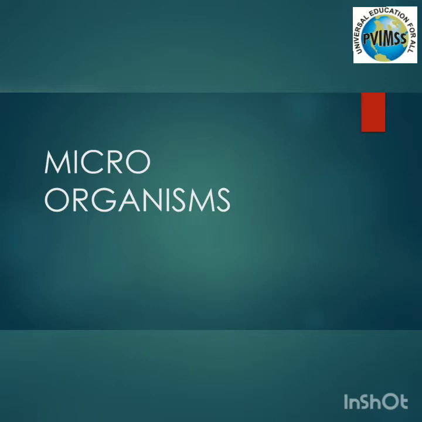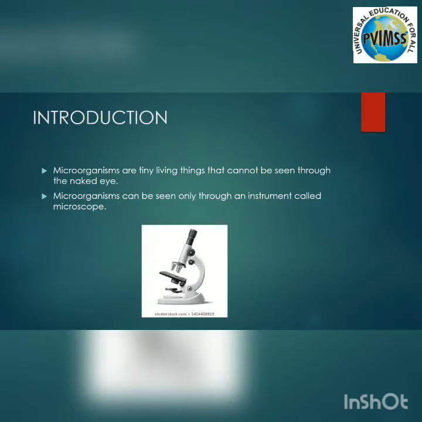The word micro means small and organisms mean living things. Microorganisms are tiny living things that cannot be seen through the naked eye. Microorganisms can be seen only through an instrument called microscope. You can see in the picture, this instrument is called microscope. So microorganisms are found everywhere, in water, in soil, outside our body, and also inside the body of different organisms.